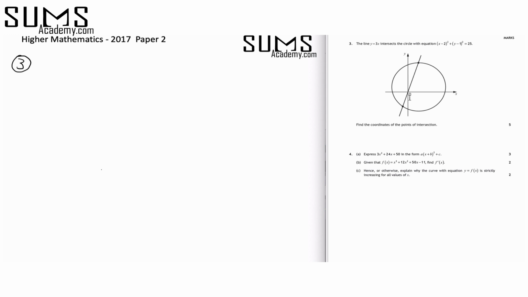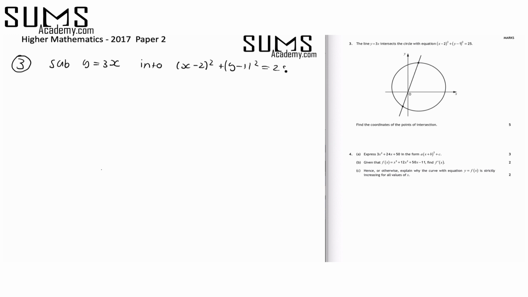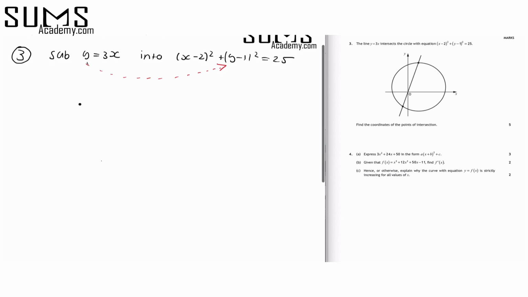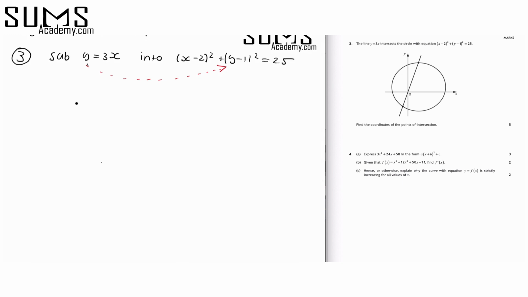Okay, so what we're going to do is substitute in, so sub y equals 3x into (x minus 2) all squared plus (y minus 1) all squared equals 25. Then it's just a case of solving it and finding the values of x.